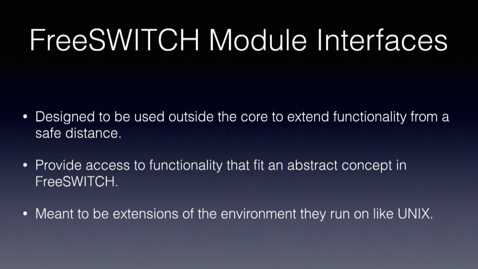So FreeSWITCH module interfaces are designed to be used outside the core. We try to make it so that when you want to make a module, you don't have access to things that could cause interference with the system and how it works. We wanted to keep it simple, so there's a layered API structure. From a module standpoint, you don't have direct access to many things. You have an API barrier between you and those core resources, which helps you do things right, because by limiting the ways you can touch stuff, it steers you in the right direction.